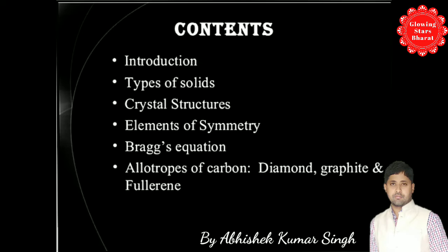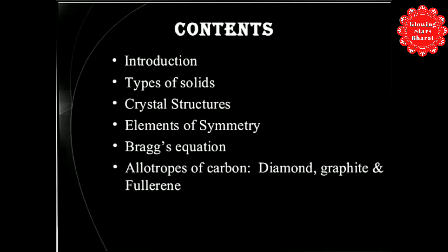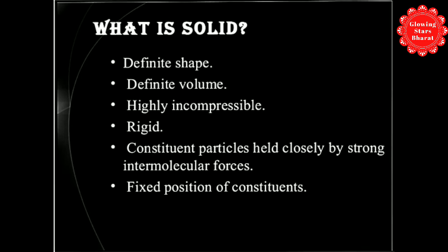So dear students, in this chapter we discuss the types of solids, crystal structures, elements of symmetry, Bragg's equation, and allotropes of carbon: diamond, graphite and fullerene. So dear students, let's begin the chapter. First question is, what is a solid? Solid state.